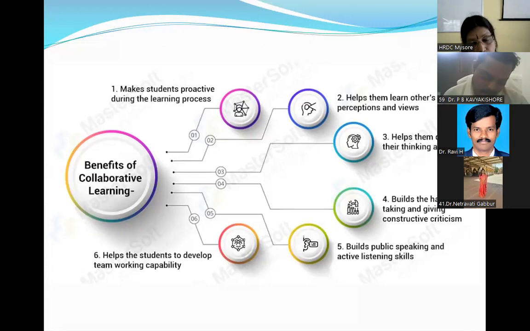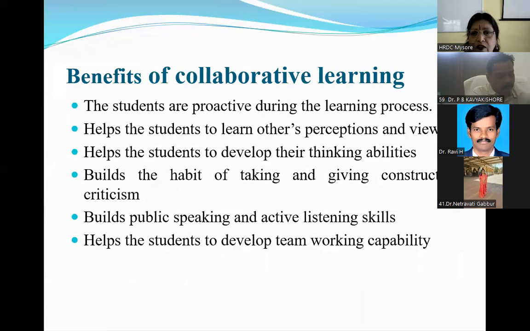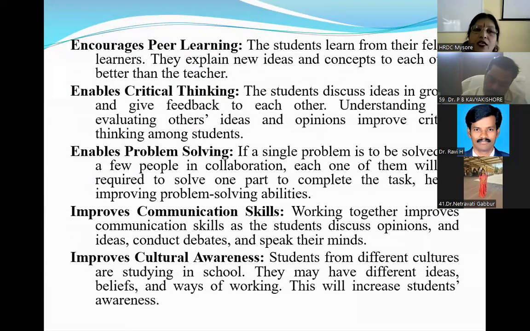There should be endurance, tolerance when we work together. You cannot say that only my viewpoints should be accepted. I need to listen to others also and accept their viewpoints also. So proceeding further, it encourages peer learning. Here peers are put together.